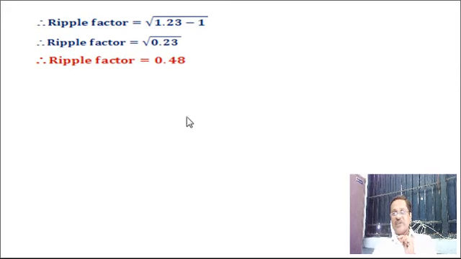It is less than 1, and therefore the AC component present in the output of the full wave rectifier is less than the DC, and therefore this rectifier circuit, that is the full wave rectifier circuit, is more effective.